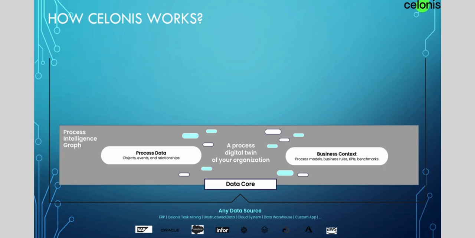On top of that raw data, Celonis builds two things. First, process data. This includes objects, events, and the relationships between them. Second, business context. Things like process models, KPIs, business rules, and benchmarks. This combination is what allows Celonis to understand not just what happened, but what it means.